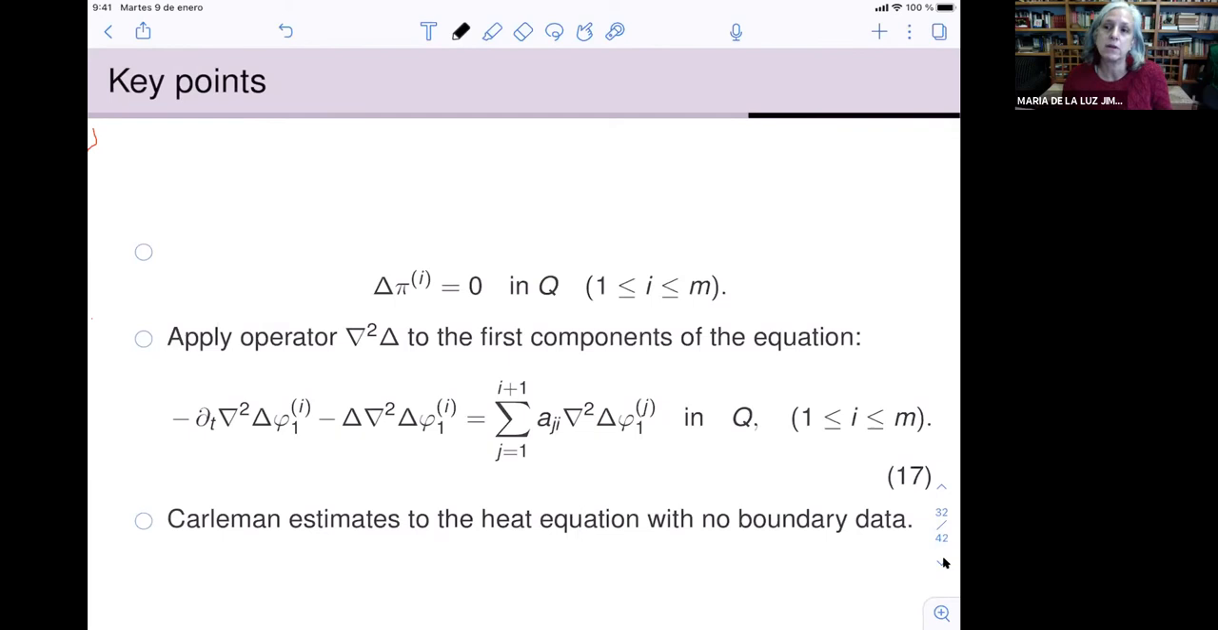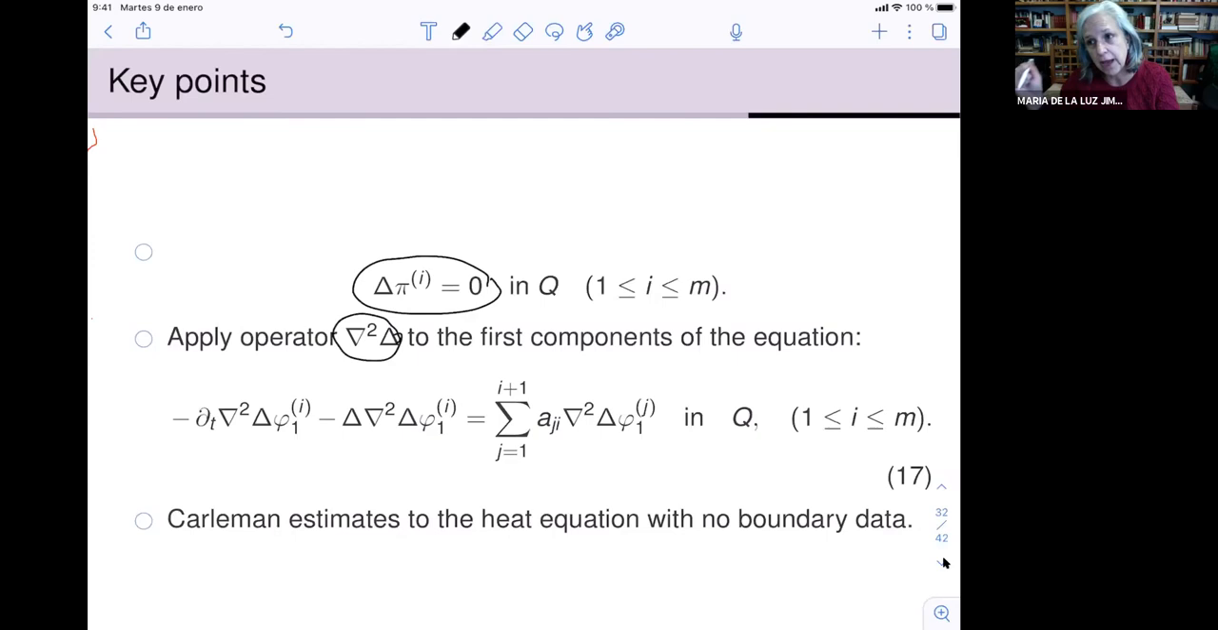And also we tried to modify the powers of S and lambda at each step, but we cannot eliminate one component. We can eliminate the solutions to all the equations, but not the last step, that is, to eliminate one component. So what do we do? We proceed as Coron and Guerrero, and we use the fact that the Laplacian of all the pressures in the system is zero, and we apply the gradient of Laplacian to the first components of all the M equations.